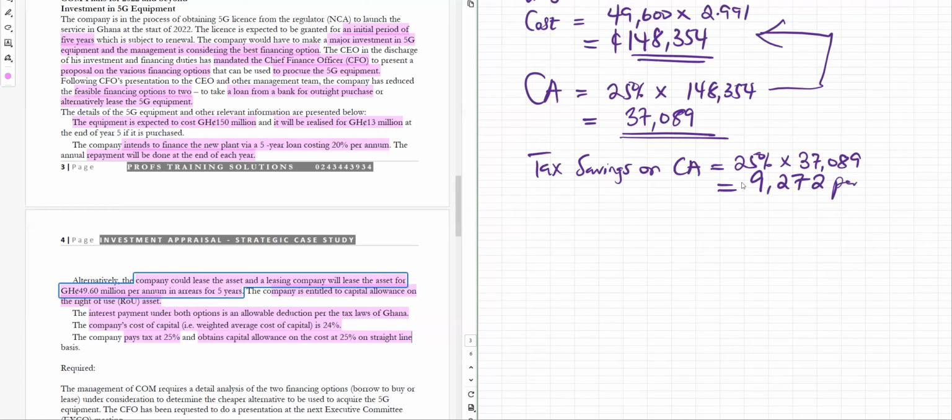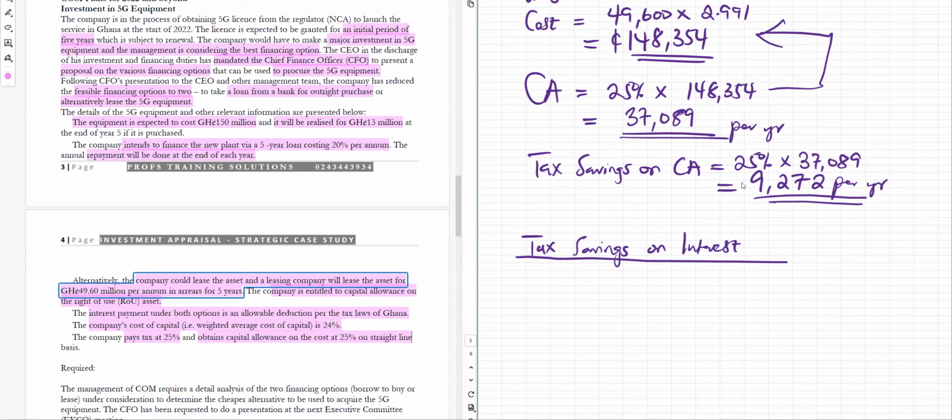9,272 per year. Okay. This was also per year. And that is how much we are saving. So that is it. But now we need one thing. We need tax savings on interest, right? Remember, interest was also an allowable deduction. So tax savings on interest, the same way, this is per year for 4 years. Remember this, because it's 25%. We can only have 4 25% in 100.